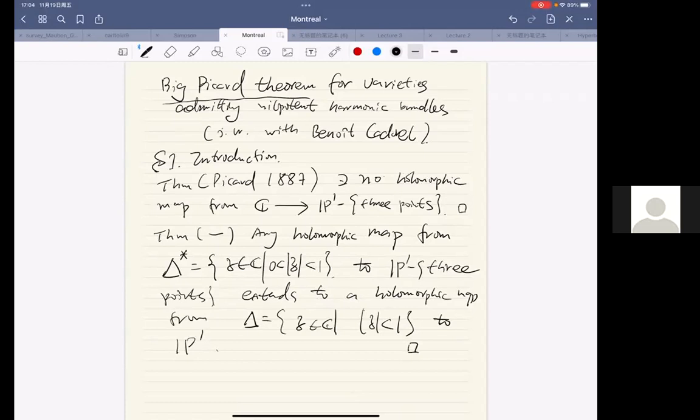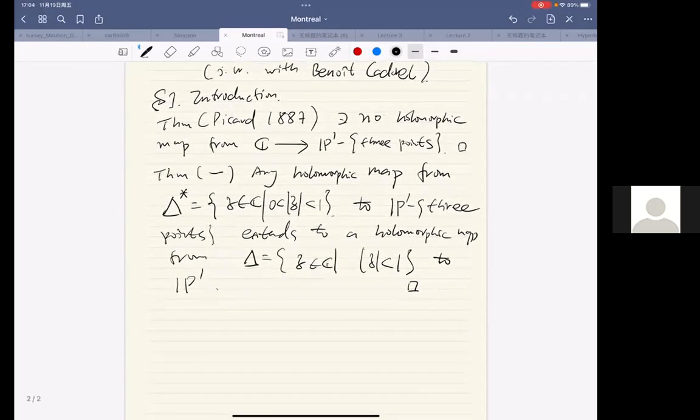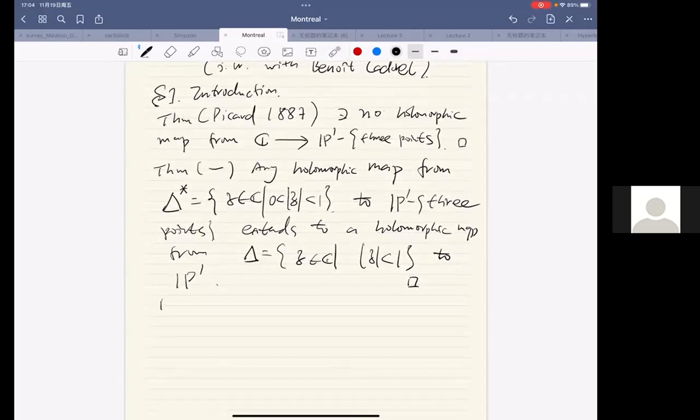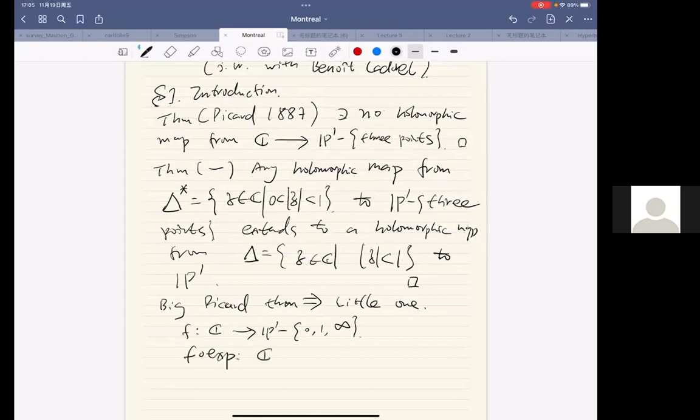So from the name, we know that it should be stronger than the little one, but actually the proof is very easy. To show that the big Picard theorem implies the little one, you just argue by contradiction. Assume there exists a holomorphic map f from C to P1 minus 3 points, which I write simply as 0, 1, infinity. Then you compose f with the exponential map. So it's still a map from C to this one.